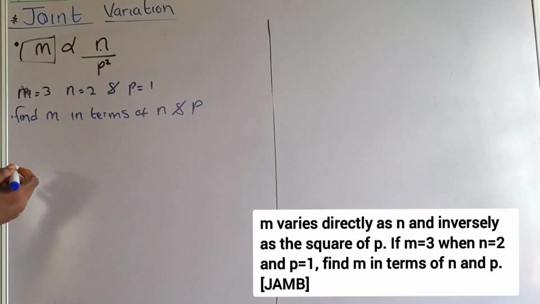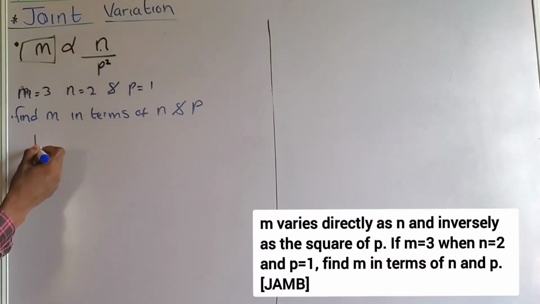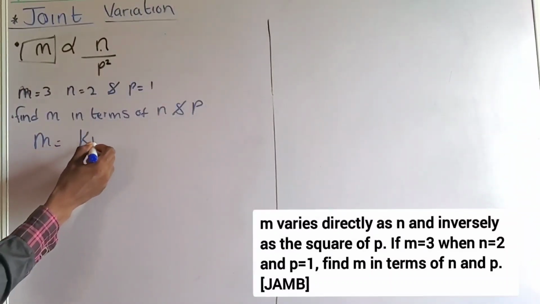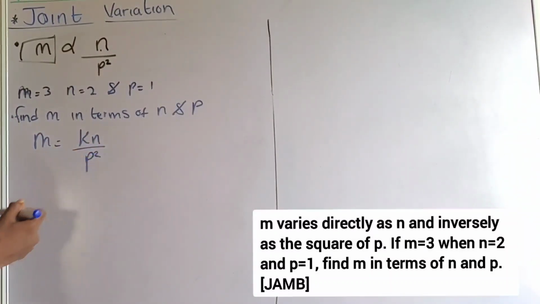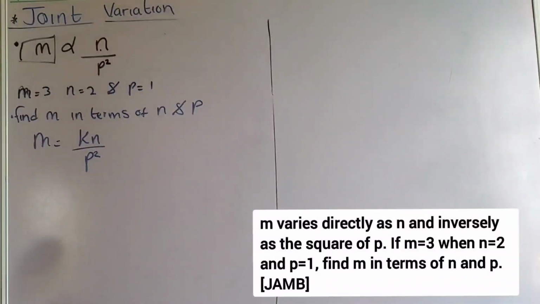Okay, so in that case, I'm going to rewrite the equation as m is equals to kn all over p squared. Do you understand? Okay, now the next step is that I need to determine the value of k. Now, to determine the value of k, don't forget that we've been given that m is equals to 3 and n is equals to 2, while p is equals to 1 in the question.